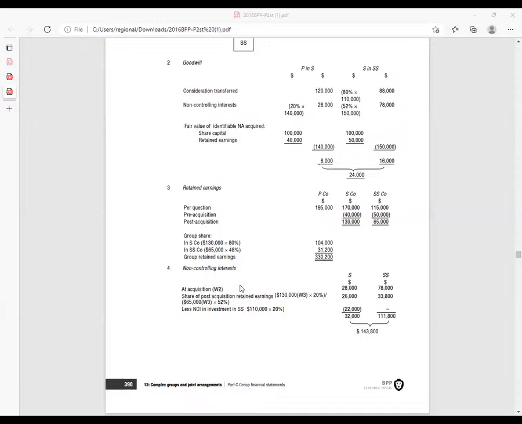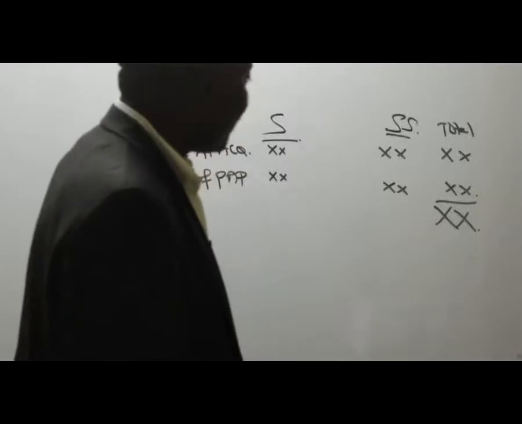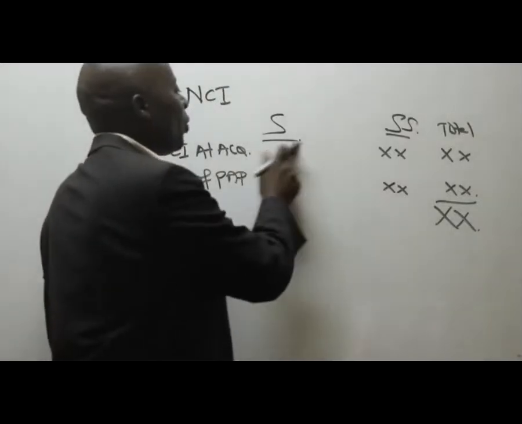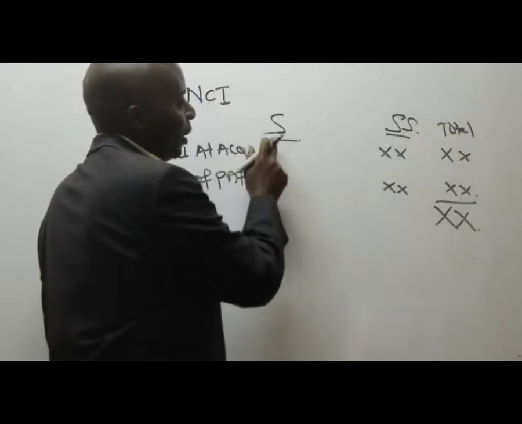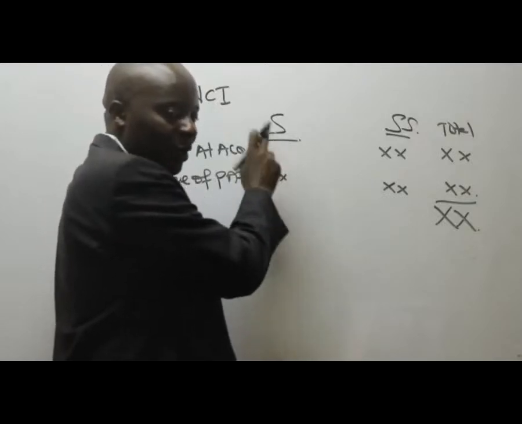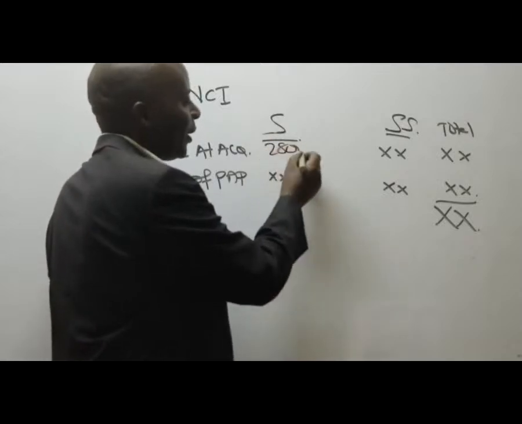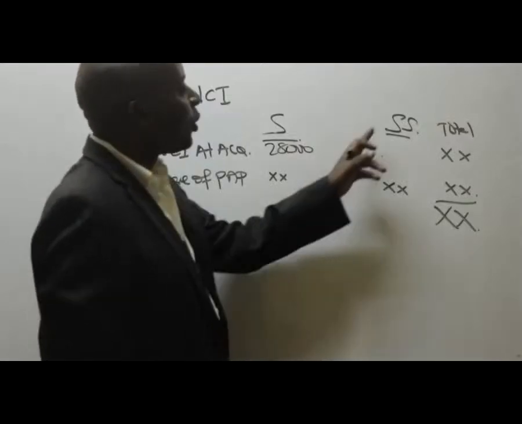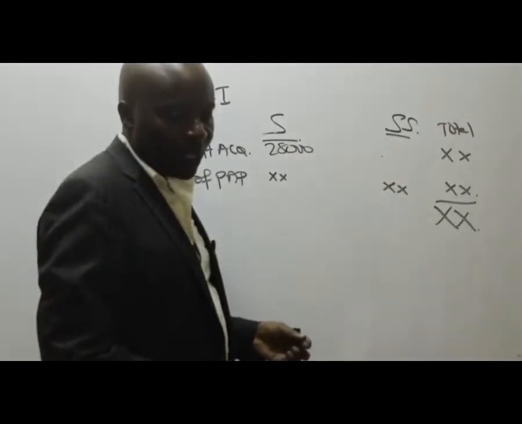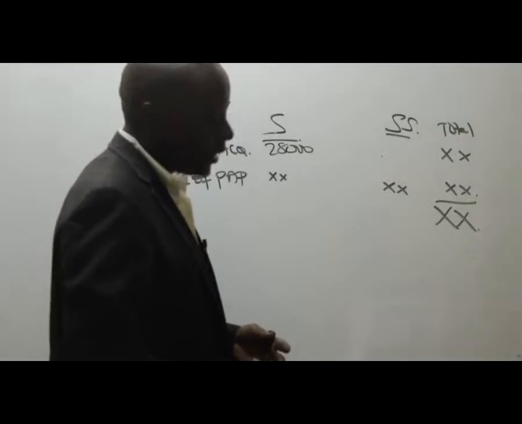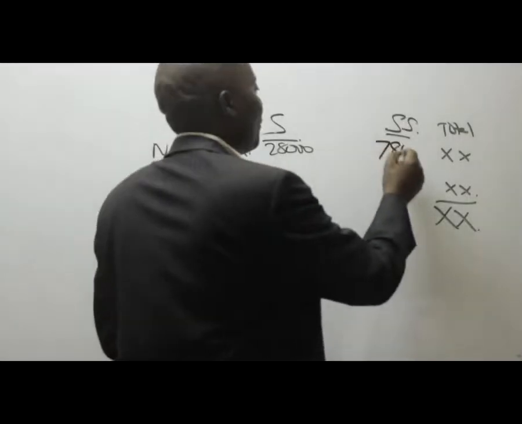So at least the NCIs, the ones that we used in computing our goodwill, NCI at that point was how much? Somebody please talk to me. For S, how much was it? The NCI we used was 28,000. Thank you very much. How about this one here? The NCI we used to find the goodwill of SS was how much? 78,000, right? 78,000. Thank you very much.